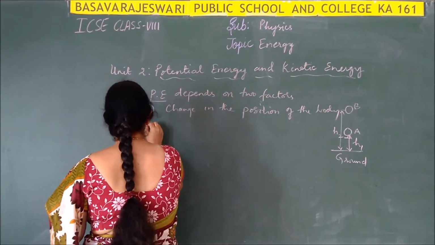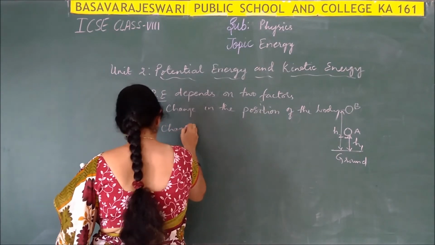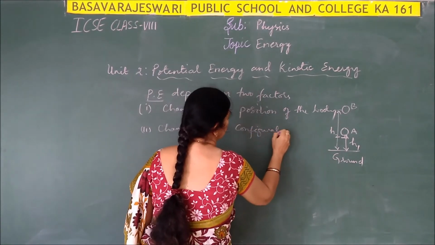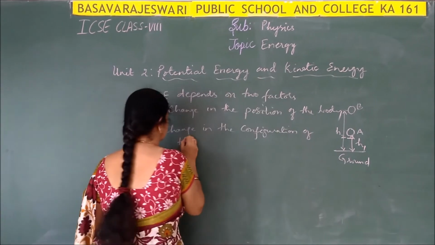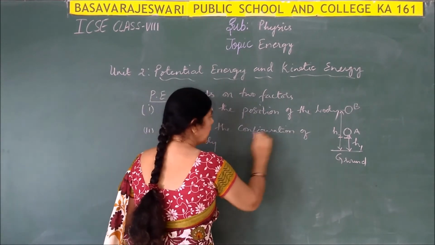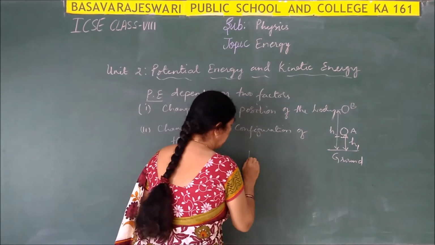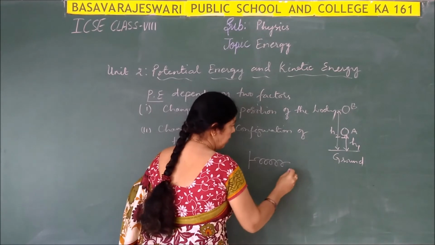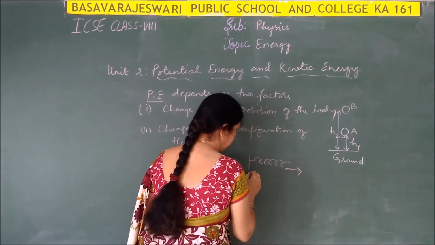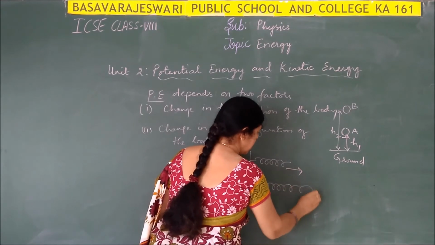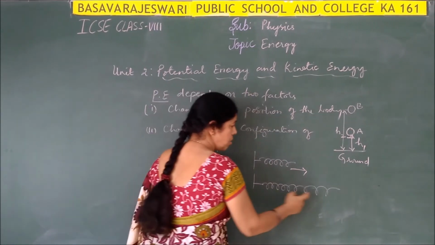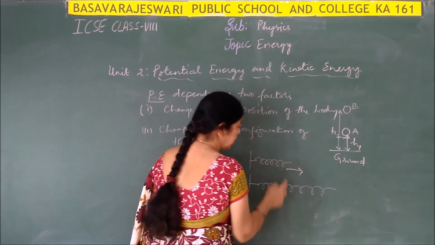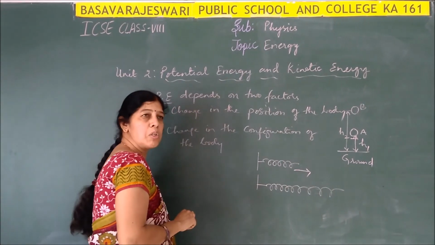Okay. Now, what is the second factor? Change in the configuration of the body. So, if there is a change in the shape of the body, like a spring, see, this is a spring in compressed state. Now I will apply force here in this direction. Then what happens? The spring will be in stretched position, right? Now in such cases also there will be potential energy, which is called elastic potential energy, but because the configuration is changing, the potential energy also changes.